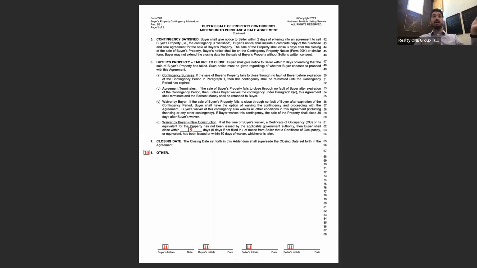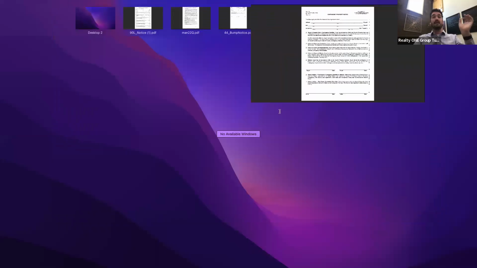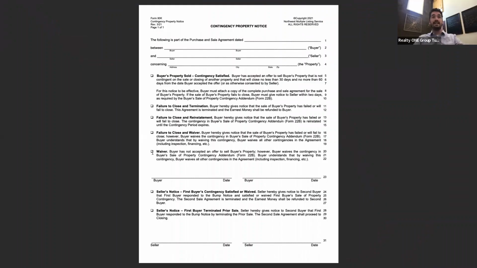C, if the timeline has passed, the buyer can waive their 22B. So again, you're going to use the 90K for that. I'm going to go back to this because it's really important. This is saying buyer has not accepted an offer, or no. Failure to close and waiver.